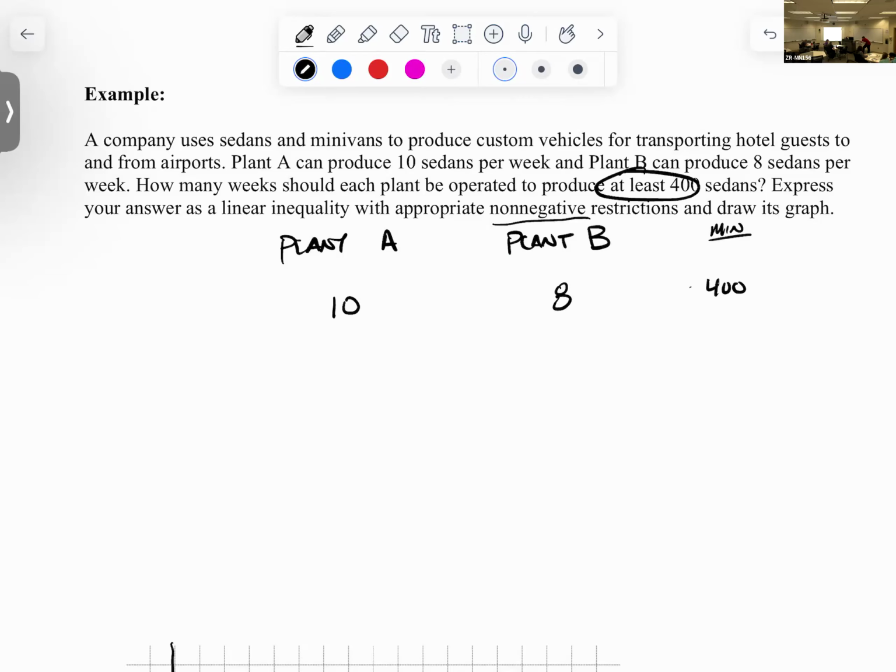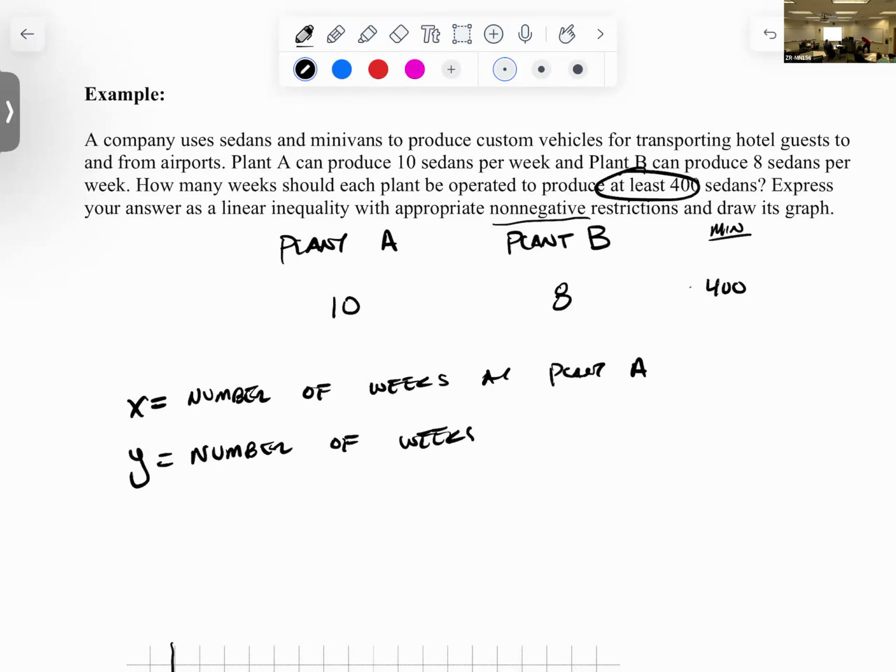And then, so I guess we'll do X and Y. X equals number of weeks at plant A. Y equals number of weeks at plant B.